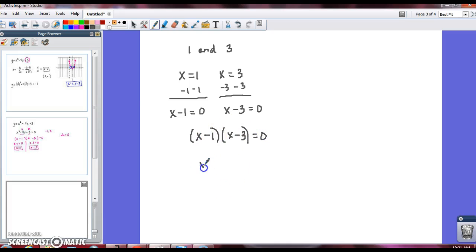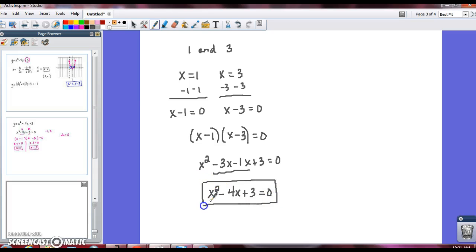And then I can go ahead and FOIL. So I end up with x squared minus 3x minus 1x plus 3 equals 0. I can combine my like terms. So I end up with x squared minus 4x plus 3 equals 0. All I did was worked in reverse. Okay? When I say FOIL, that's just a way to remember to distribute twice. You're distributing the x to both terms over here, and then you're distributing the -1 to both terms over here.